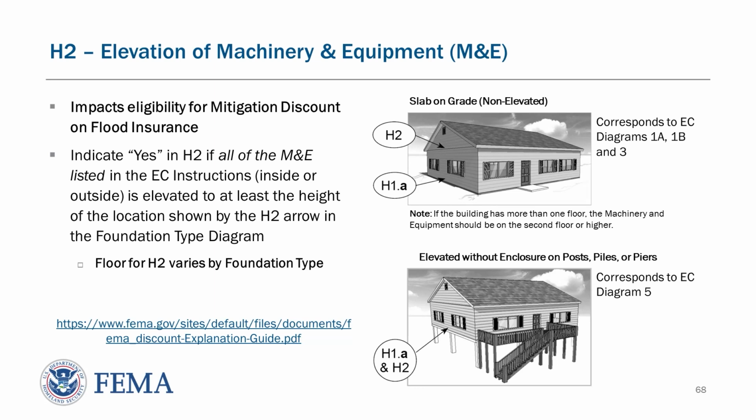H2 asks whether machinery and equipment has been elevated. This relates to the eligibility for a flood insurance mitigation discount. Indicate yes in H2 only if all machinery and equipment that services the building, located inside or outside the building, is elevated to or at least the height of the location shown by the H2 arrow in the foundation type diagrams. Two examples are shown here.